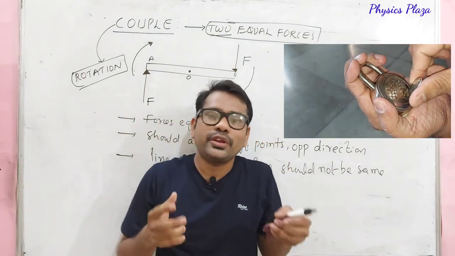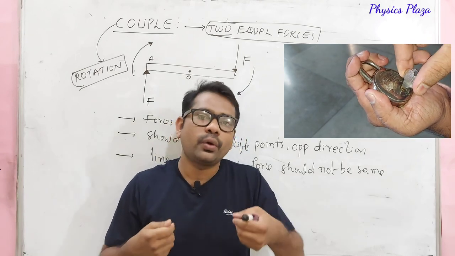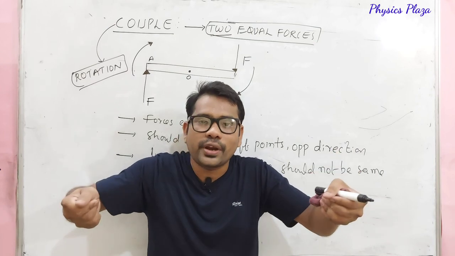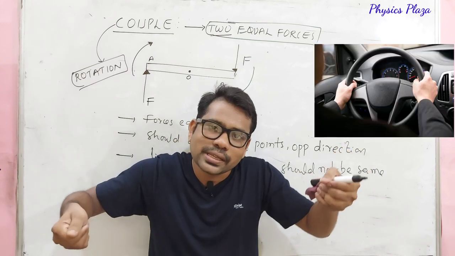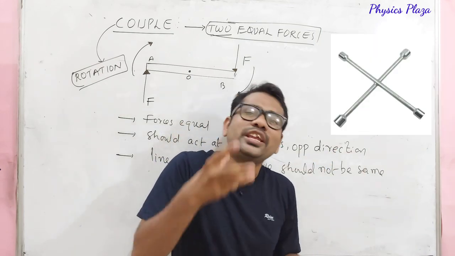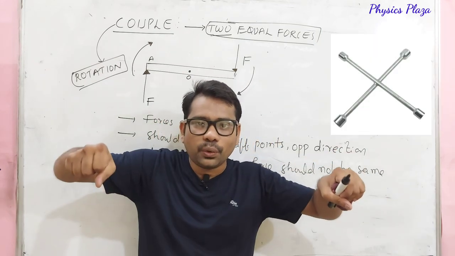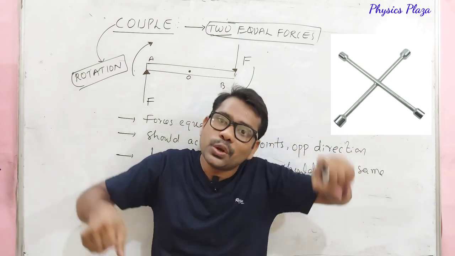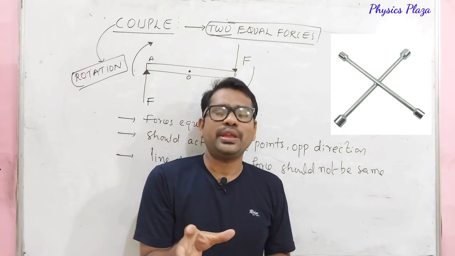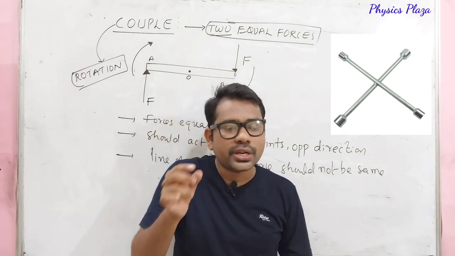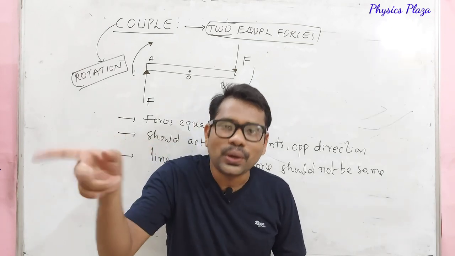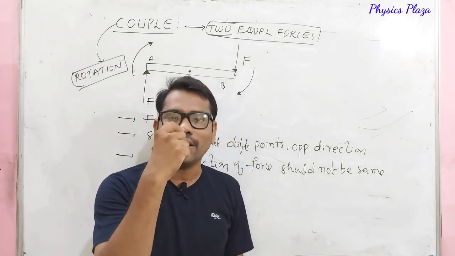Even when going in a car or bus, the steering is there, and at two different points we apply force, which causes rotation. Even when you go to a mechanic shop, the wrench is there, with which we tighten or loosen the nuts, so there also rotation will be there. Children, it's very, very important: whenever there is a rotation, there will be a couple, and whenever there is a couple, there will be a rotation. So that is the story of a couple.